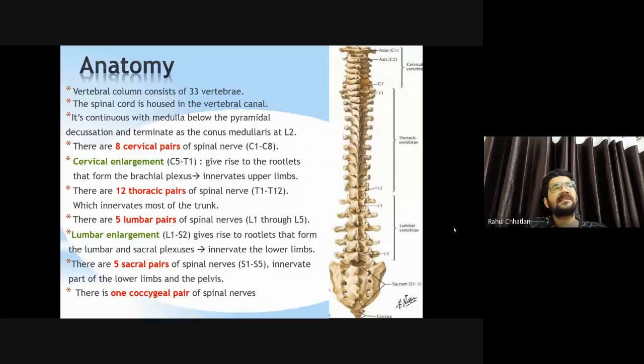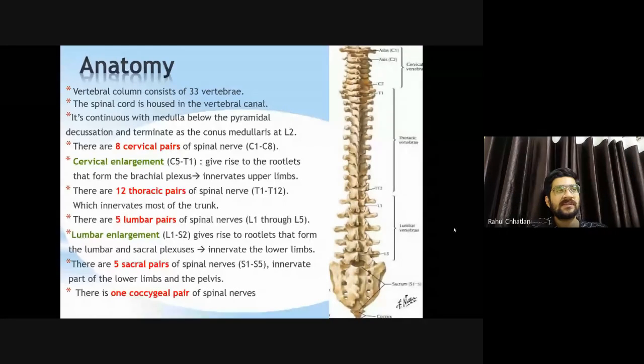There are 8 cervical pairs of spinal nerves. We talked about it, cervical part, 8 spinal nerves. Cervical enlargement C5 to T1 gives rise to the rootlets of the brachial plexus, which innervates the upper limb. We talked about this in peripheral nerve injury. C5 to T1, everything will consist of and form the whole brachial plexus.